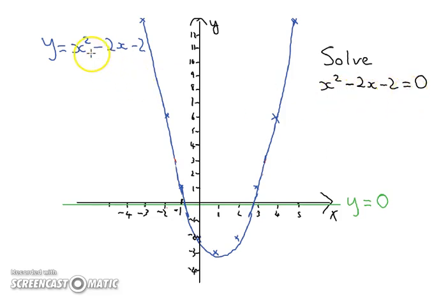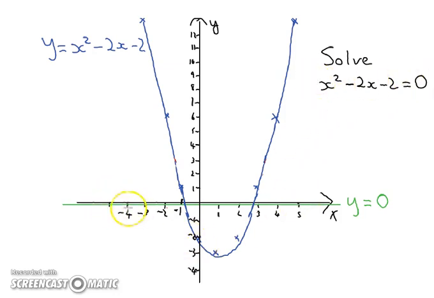Well, if you compare this with this, you can see that basically the y is 0. So we're going to replace our y with 0 to solve x squared minus 2x minus 2 equals 0. And what I've done here in green is I've drawn the line y equals 0 on here. It's just the x-axis. If you remember, lines horizontally are y equals something and lines vertically are x equals something. So now, how do we solve this?